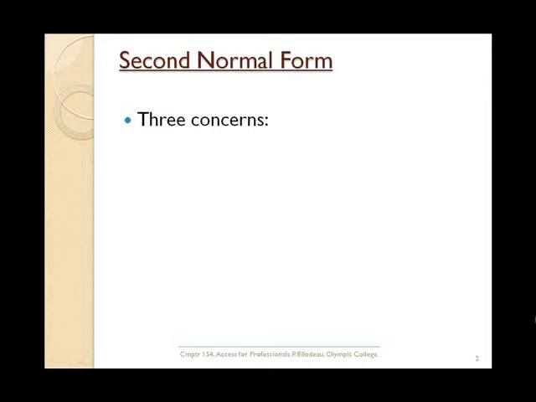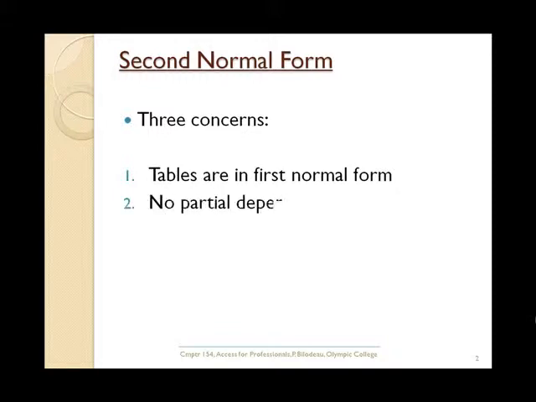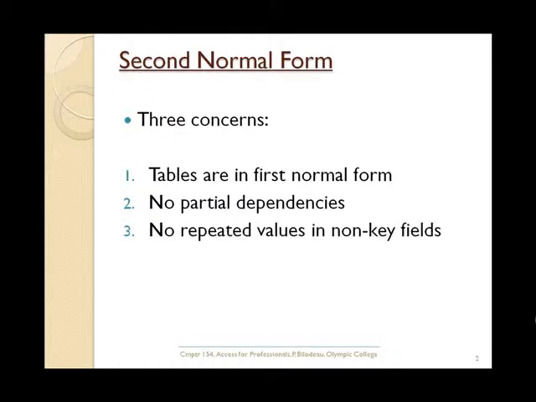There are three concerns with second normal form as follows. All tables must first meet first normal form rules. There are no partial dependencies. There are no repeated values on non-key fields. Let's look at each of these more closely.